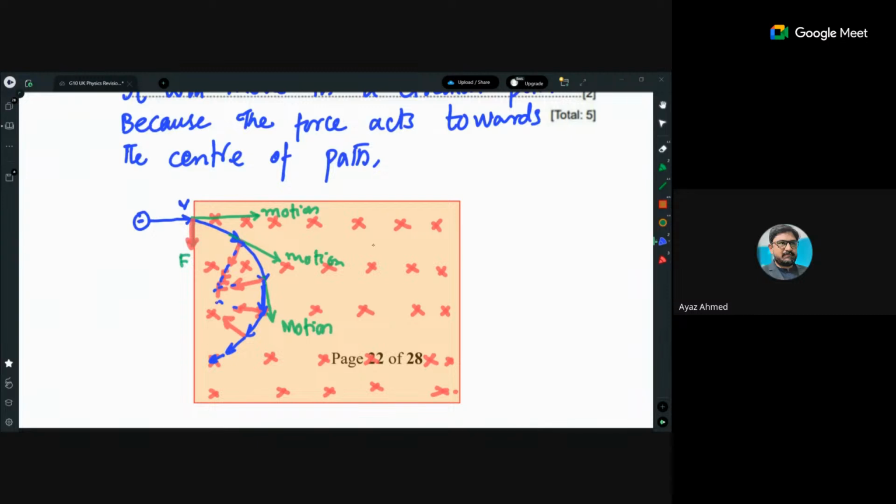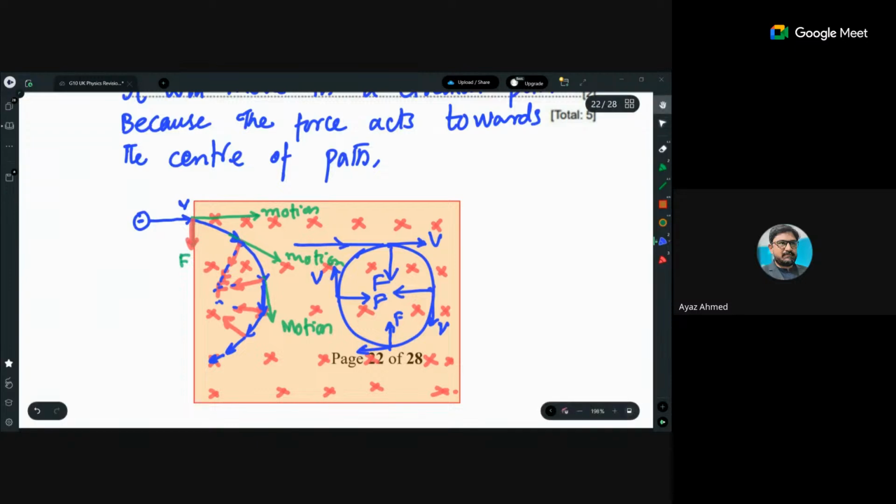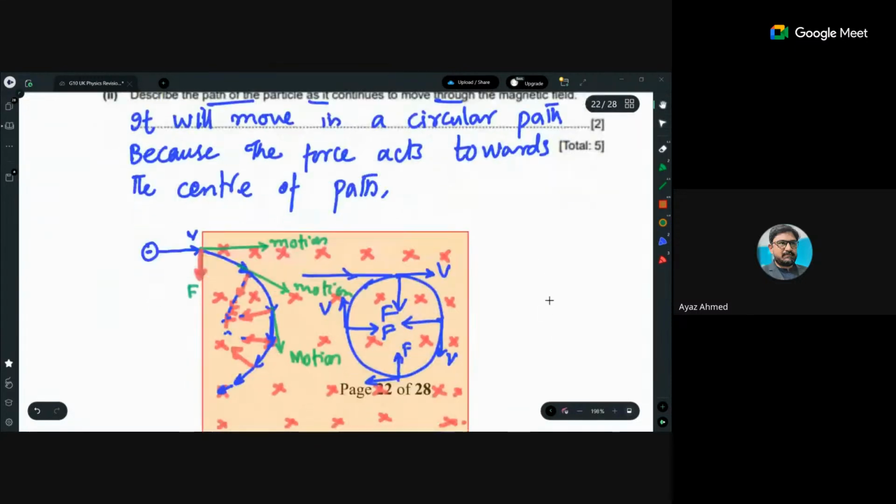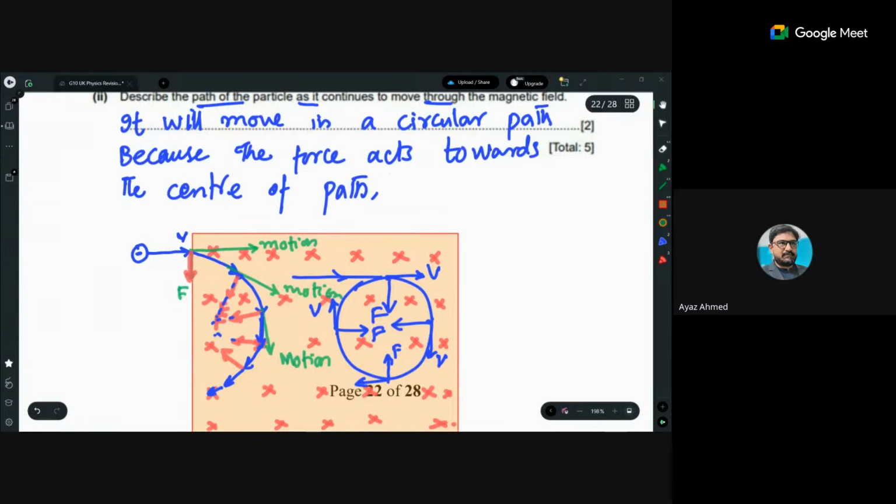So if I just make a circle here, and I show you the direction of motion of the particle and force, it is just like the circular motion. This is its velocity v, and this is the force acting on the particle. If the particle is entering here, this is the force, this is its velocity v. So you will just write that the charge will move in a circular path when it is continuously moving in a magnetic field.